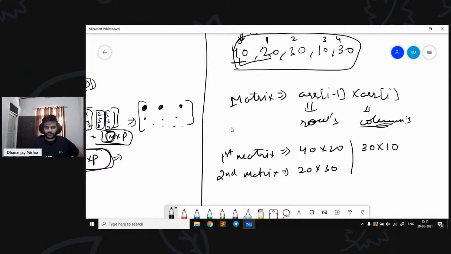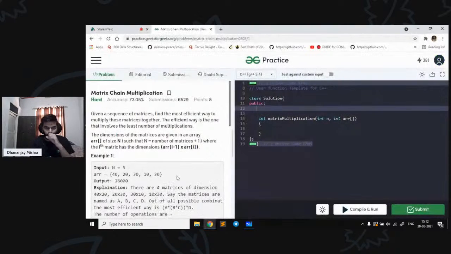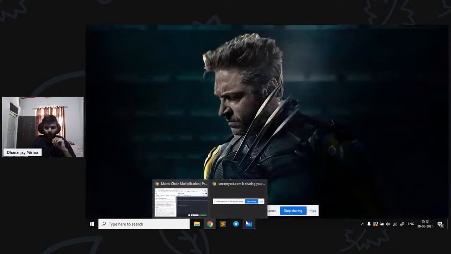Like this is the first matrix, the second matrix, the third matrix, and the fourth matrix, right? So the fourth matrix will be 10 into 30. Now, as you can see, there are a total of 4 matrices, right? So here it is saying that n is equal to the number of matrices plus 1. So basically we had n equal to 5 here, and the number of matrices possible were 4, right? So that's why n is equal to number of matrices plus 1, that is 4 plus 1 equal to 5 in this case, right?